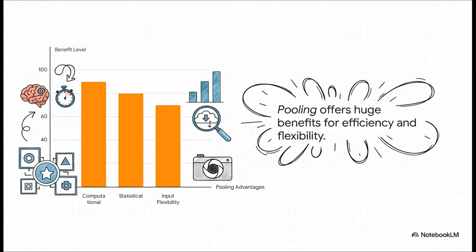And it turns out this simple act of summarizing, of pooling, has these massive benefits down the line. First, it's a huge win for computational efficiency. The next layer in the network has way less data to chew on, so everything runs faster. Second, it's statistically more efficient, which is a fancy way of saying the network can learn better from less data. And third, and this is a big one for the real world, it actually lets our network handle images of different sizes. It becomes way more flexible.